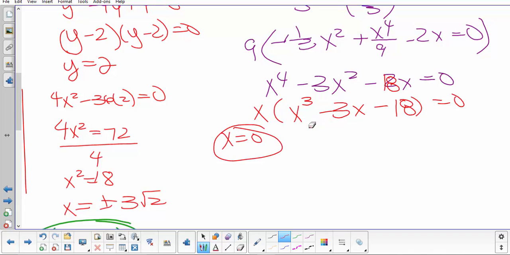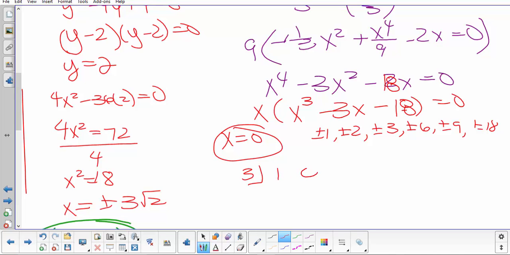But in order to figure out what our other x values are, we have to try going way back to the beginning of the year and finding the factors of 18 and doing synthetic substitution to see which factors of 18 are factors of the entire cubic. Our factors of 18 are plus or minus 1, plus or minus 2, plus or minus 3, plus or minus 6, plus or minus 9, plus or minus 18. I'm going to start with 3.